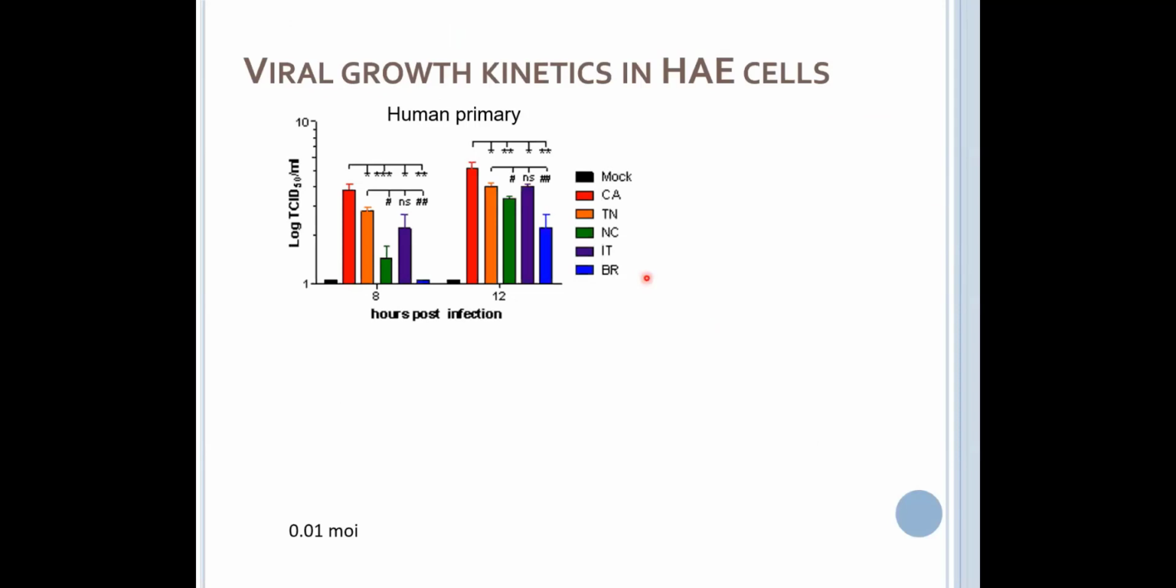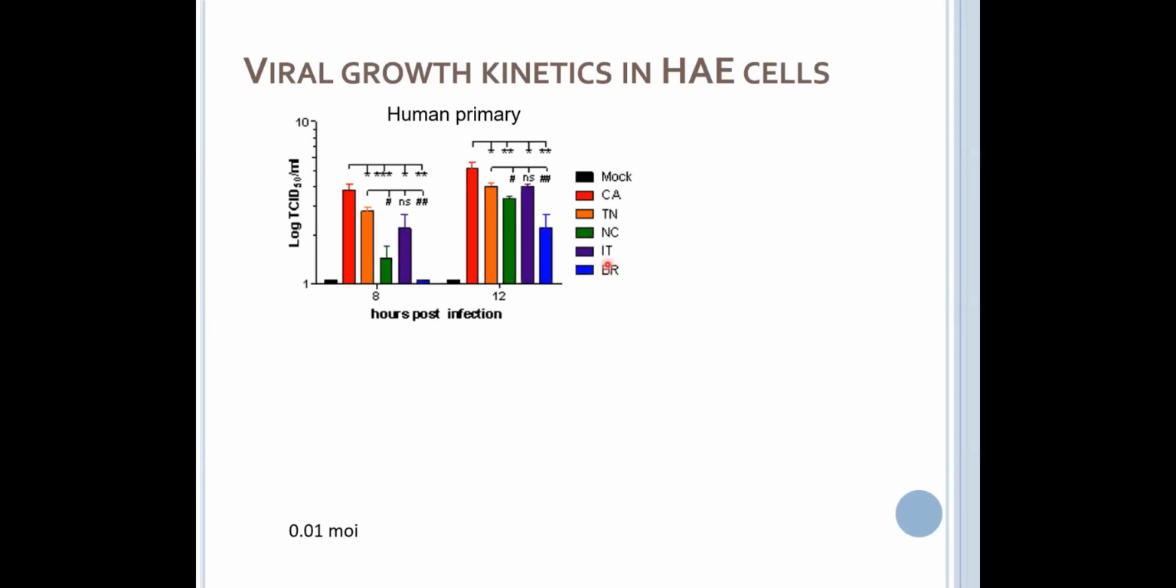Okay, so the first thing we did was measure these viral growth kinetics of the pandemic strains, which we're measuring with 2 strains here, one from California and one from Tennessee. The American swine strain, which was that North Carolina strain, the Eurasian swine strain, which is this Italian strain, and then the Brisbane strain, which is the old seasonal H1 strain.